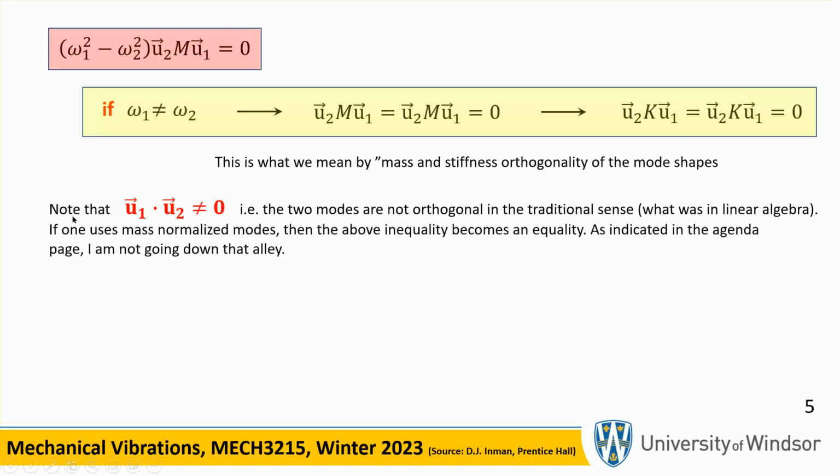Now, in your linear algebra class, you were told that two vectors are perpendicular if the dot product is 0, without the M, of course. Well, we are not saying this. We are saying if you stick an M in between them, or stick a K in between them, this is going to be 0. Okay, so just be aware of that fact.